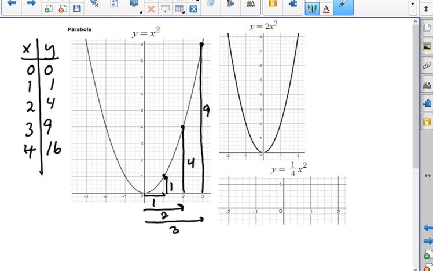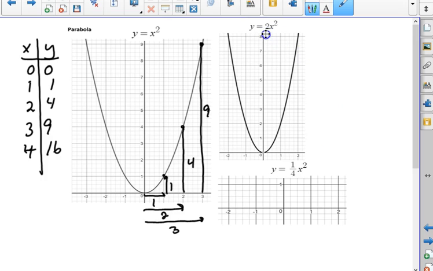So for the basic parabola, that's what causes the curve, and that's why it continues to curve, because every time I go out one more in the x direction, the y direction gets bigger and bigger. It increases and gets more and more steep, so that causes it to continually curve upward.